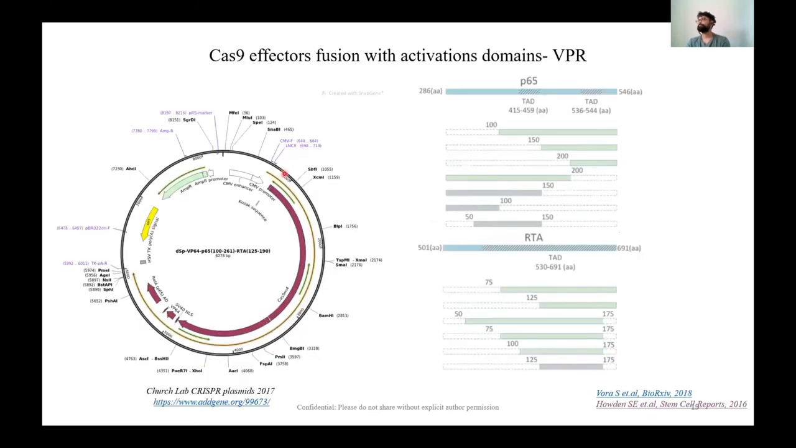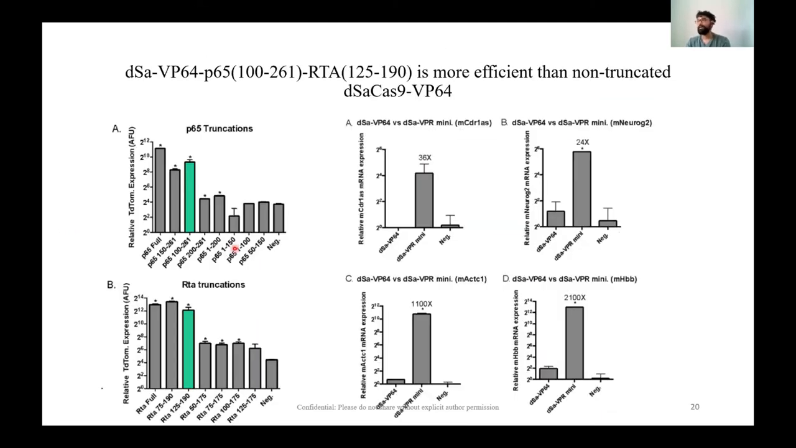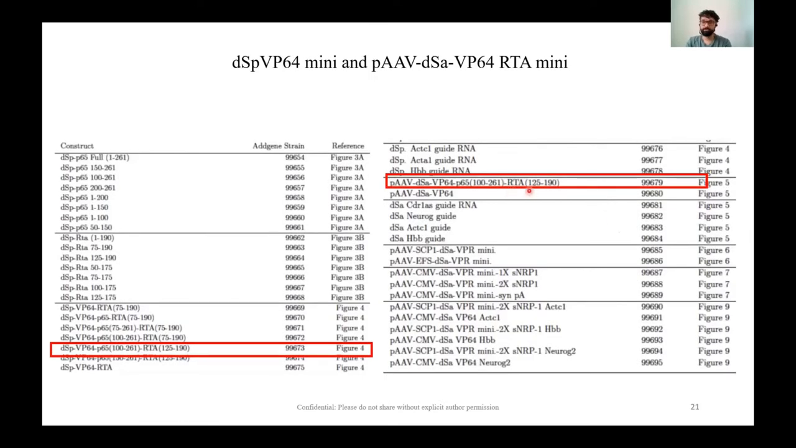of effectiveness. Then there are other attempts made as well from George Church's lab, and this is just one of them, where they further tried to truncate these regions and incorporate them further into the Cas9 backbone. There they find the mini version of VP64 to be 36 times more efficient at certain target genes, and up to 24 times at certain other target genes. These are the Addgene numbers for this version. I recommend that you try it. I have not tried it, but the strategy definitely looks quite promising.